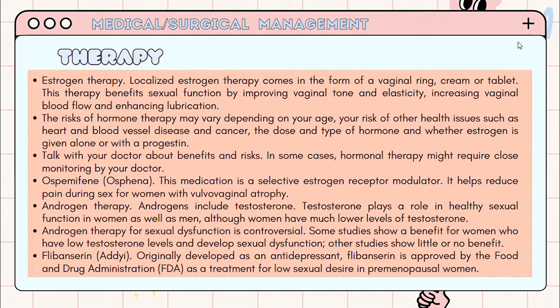Next is Osphena. This medication is a selective estrogen receptor modulator. It helps reduce pain during sex for women with vulvovaginal atrophy. Next, androgen therapy.